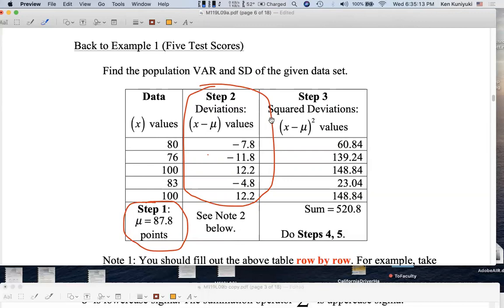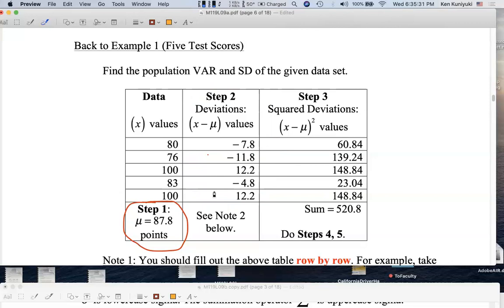So it would be inappropriate to take the sum or the average. It would just be 0. The sum would be 0, the average would be 0. That doesn't tell me anything about spread. So what can we do to these deviations to make sure that the results here will be non-negative?